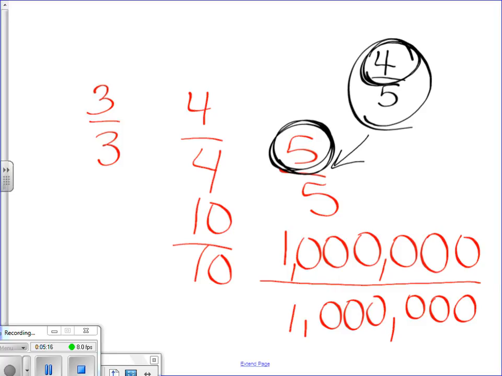Okay. Yes? So, what if I had 6/5? How does that compare to 1 or 5/5? Because 6/5 is 1 and 1/5, and 5/5 is just 1. Because 6/5 is greater than 1, it's improper. 6 is bigger than 5. It's 1 and 1/5. It's bigger. It's improper.